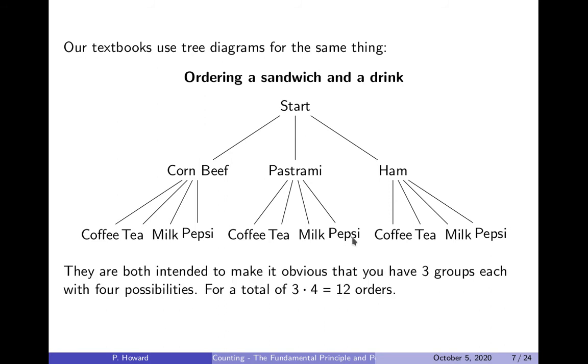Both of these ways of picturing the situation are intended to make it obvious that you have three groups of orders, each with four possibilities in it. So three groups of four, the total number of orders is 3 times 4, or 12 orders.